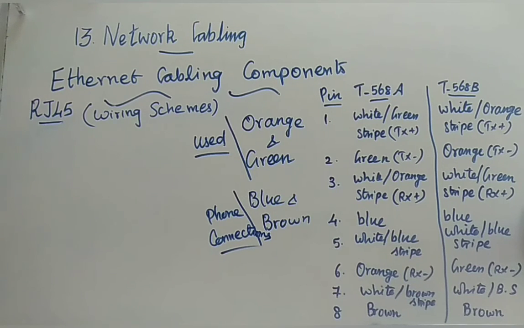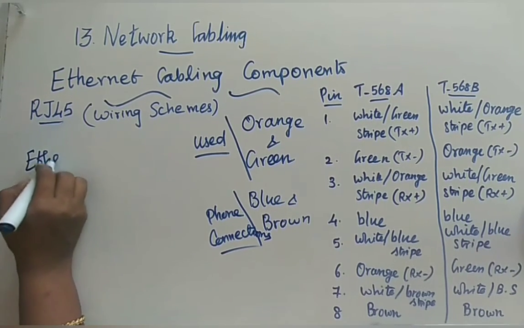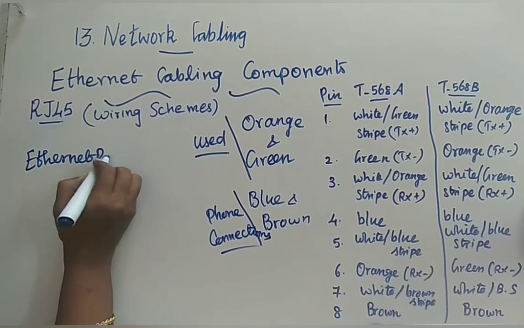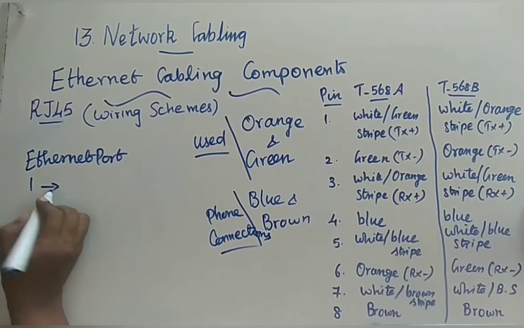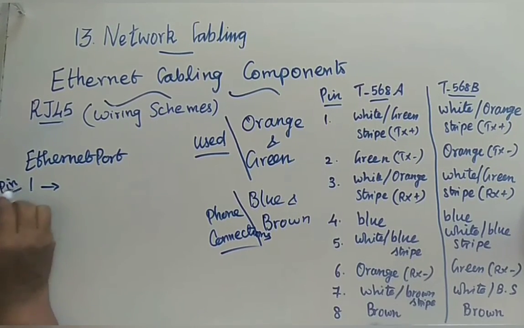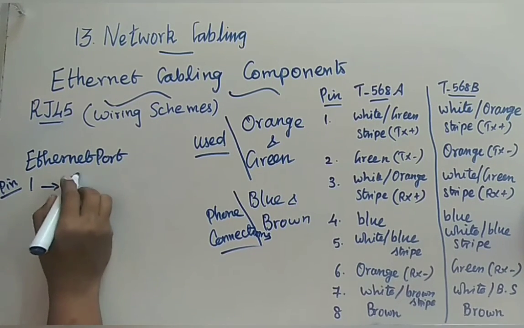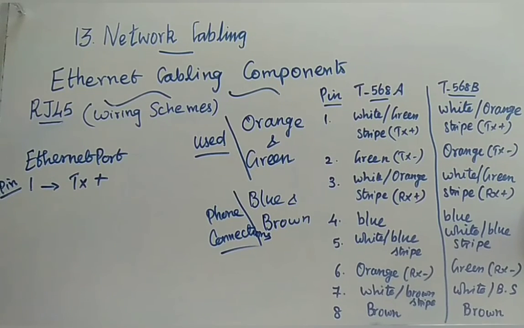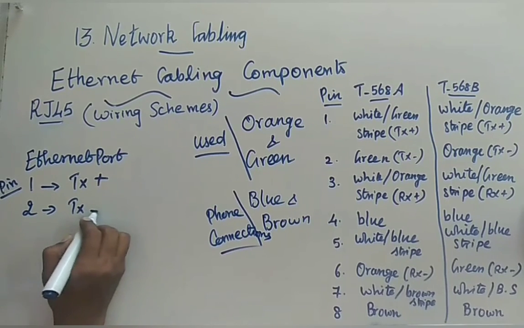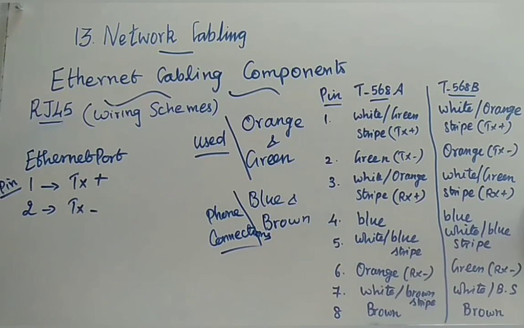Here it is going to have how many? So just now in the connector you are going to have 8 pins, and in the Ethernet port also you people will be having 8. So first pin, what is the first pin going to have? Yes, it is going to have transmission positive. And the next, pin 2 is transmission negative.